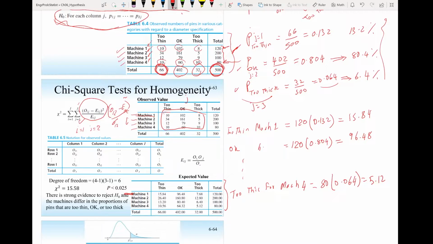So here, with these two summations, I have 4 times 3, 12 subtractions and then squaring them. So basically you can visualize this summation here. I find the difference between this one and this one, square it, then divide by this. Then I find the difference between this one and this one, square it, then divide by this. And the difference between this one and this one, square it, then divide by this.